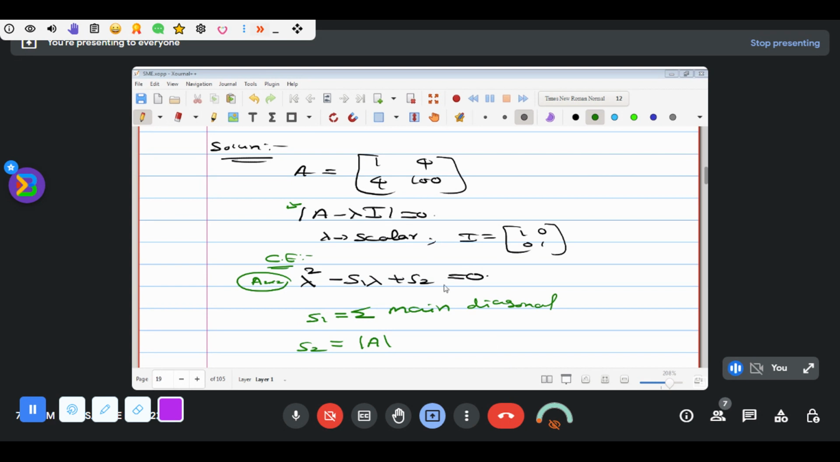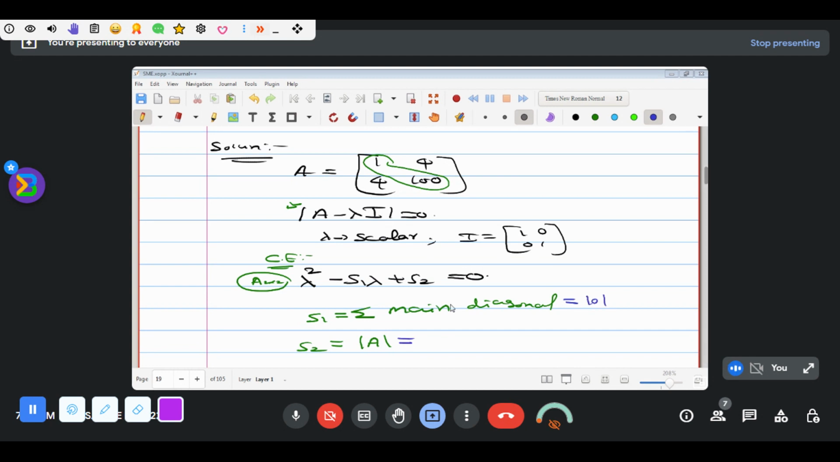So what do you mean by the sum of the main diagonal? These two elements are called the diagonal or main diagonal elements. Then the sum means 1 plus 100. How much is 1 plus 100? 101. Okay, thank you.